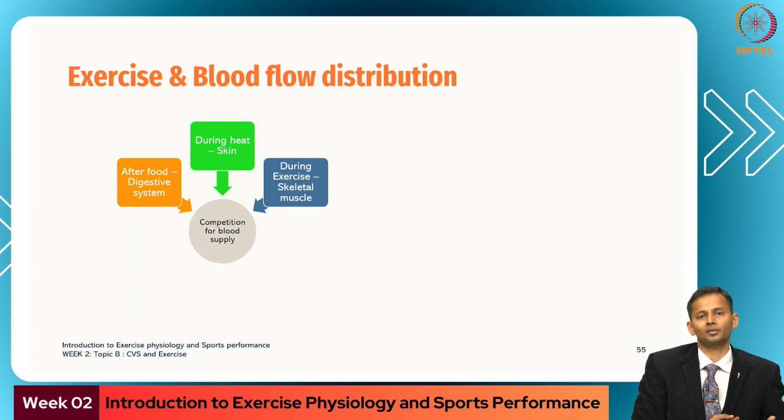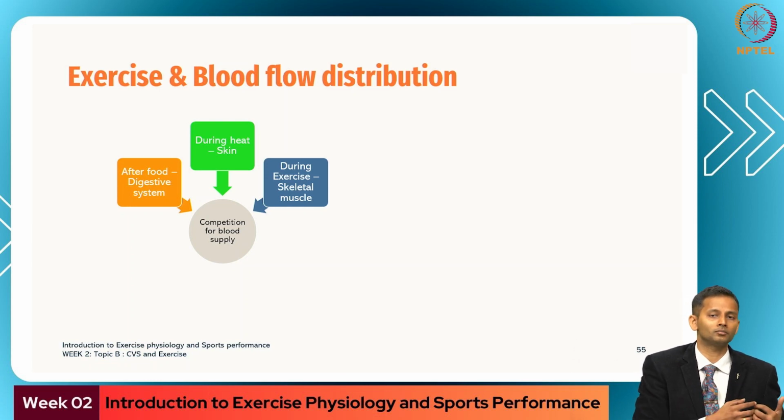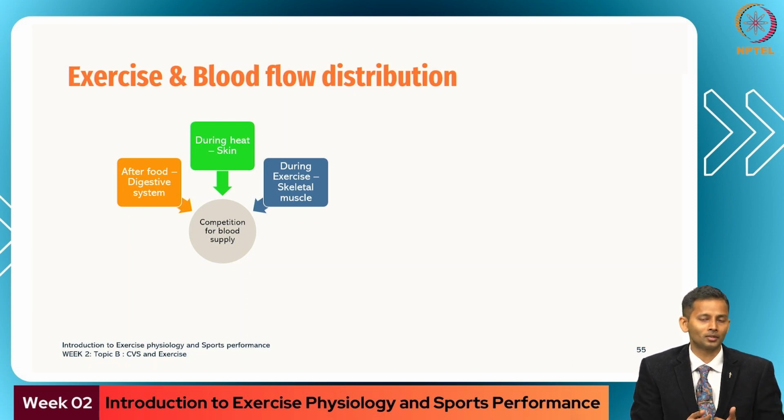For example, you are doing exercise in a hot and humid environment. You're landing there for the first time and you start running a marathon in a hot and humid environment. So you also need blood supply to the skin, because skin maintains your body temperature. So there is a competition for the blood supply. So how is this done? So what is the application of it?